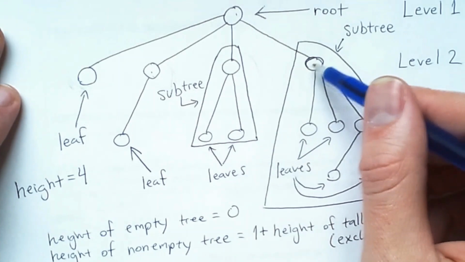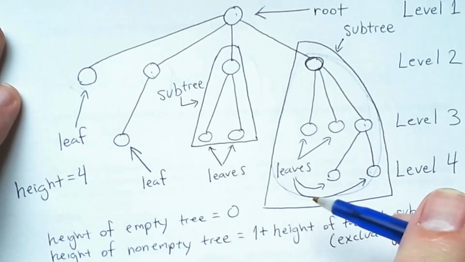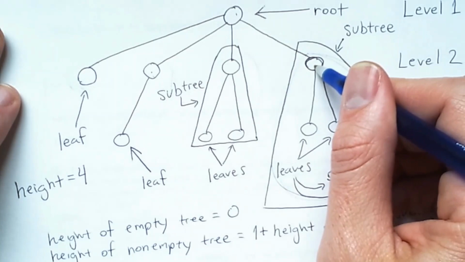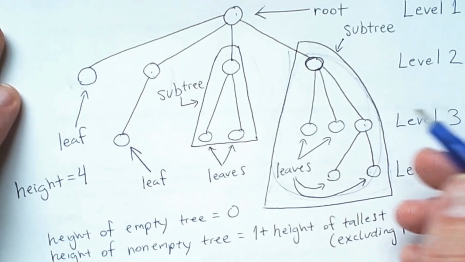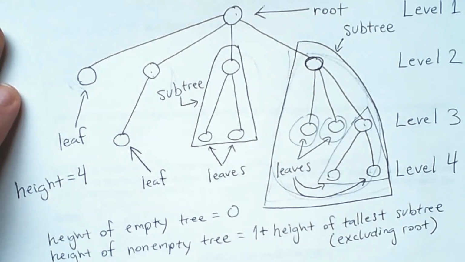Of course, we wouldn't immediately know that. We would have to compute that recursively as well. And you can see that if you ask what the height of this subtree is here, it would be 1 plus whichever of these three subtrees has the tallest height.